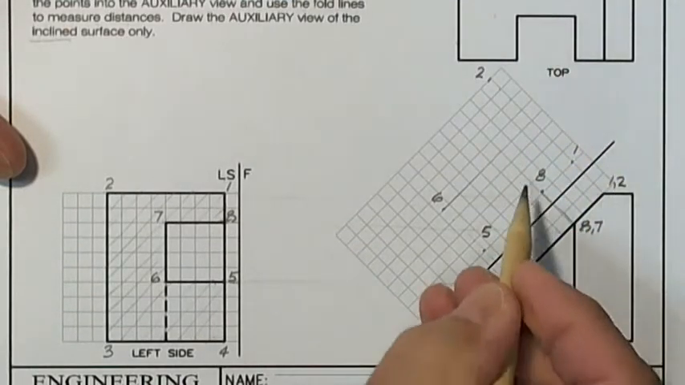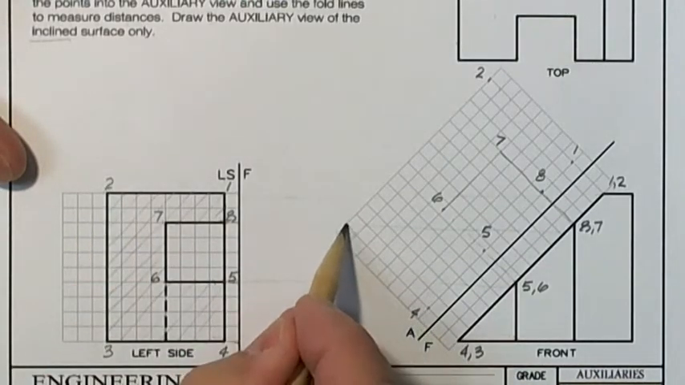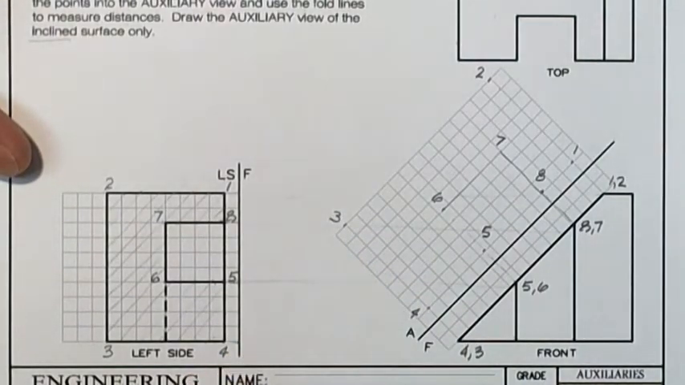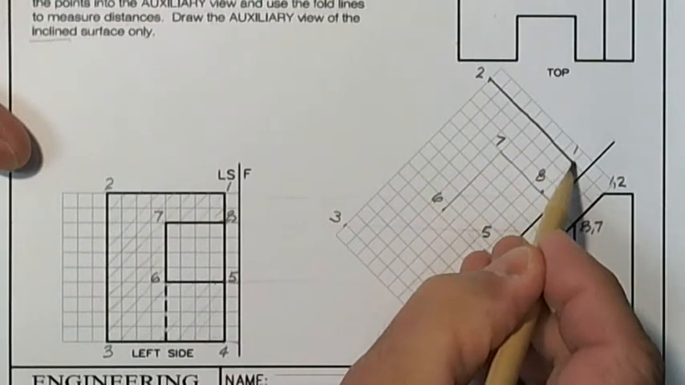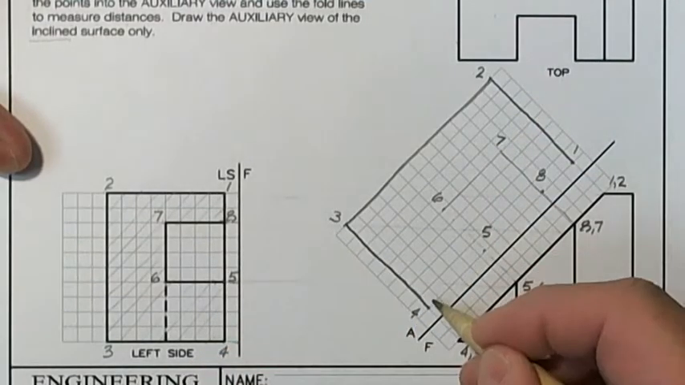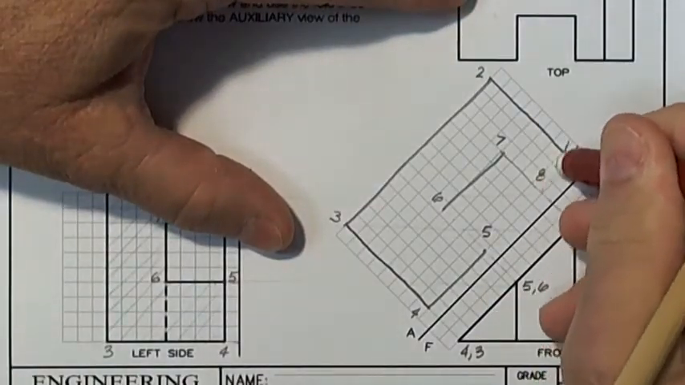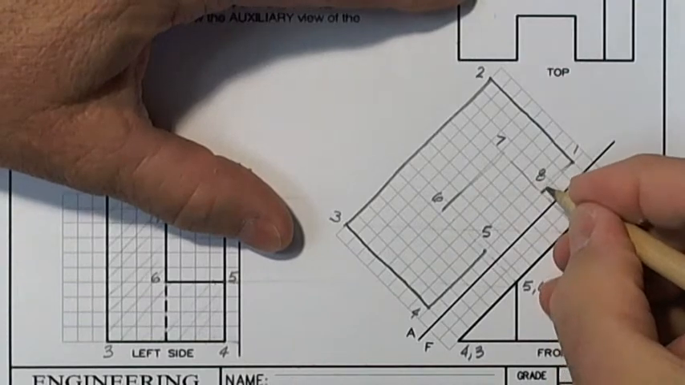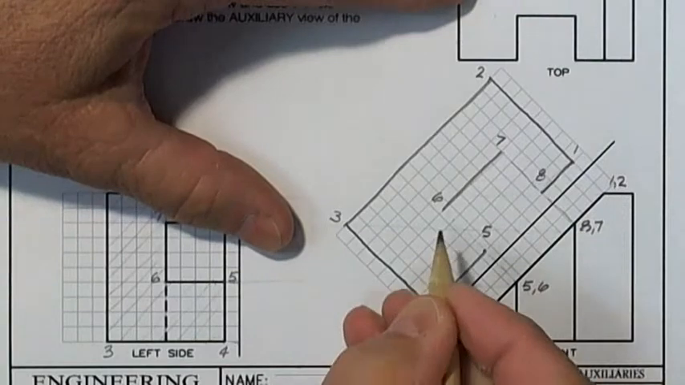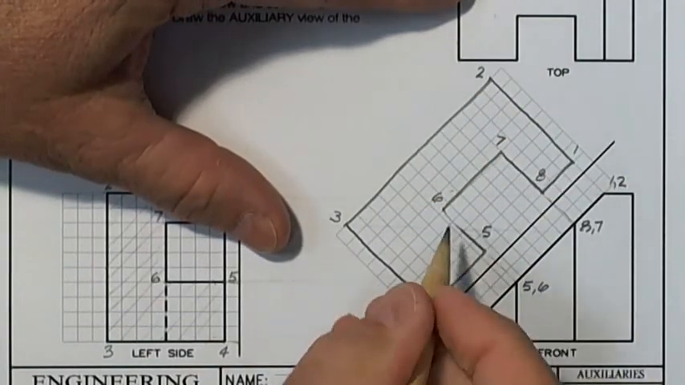So if I wanted to, I would know that that's point 7. Here's point 4, 1 grid away. And 3 is the same distance back as 2. So I know that 3 is going to be back here. Now, to draw the inclined surface, and we can improve that a little bit here.